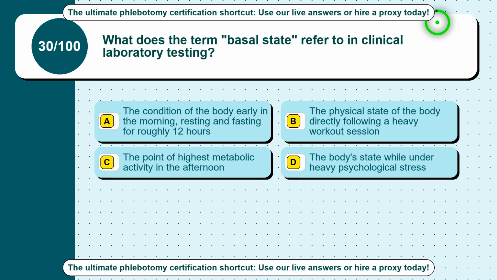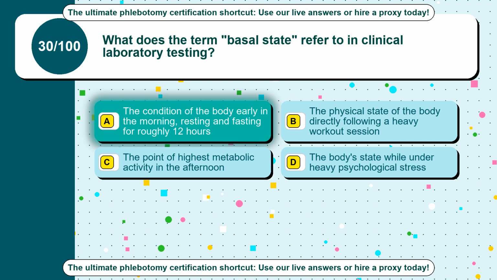Question 30. What does the term basal state refer to in clinical laboratory testing? Option A. The condition of the body early in the morning, resting and fasting for roughly 12 hours. Option B. The physical state of the body directly following a heavy workout session. Option C. The point of highest metabolic activity in the afternoon. Option D. The body state while under heavy psychological stress. The correct answer is option A.